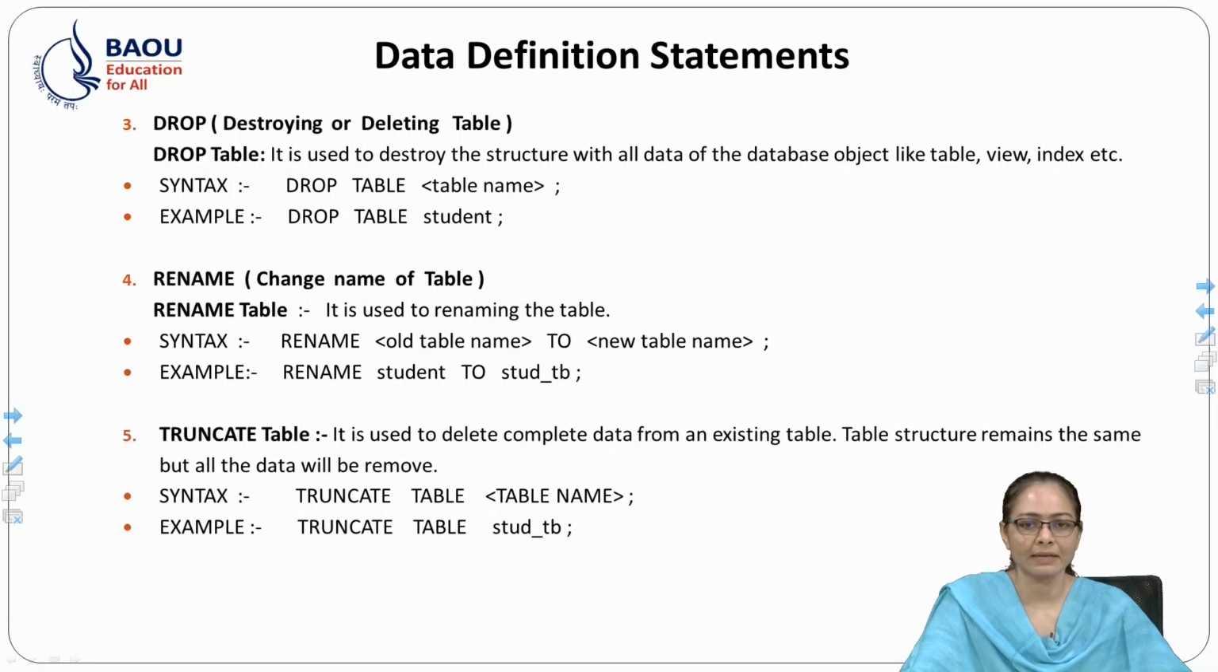Now the next one is the truncate table command. It is used to delete complete data from an existing table. The table structure remains the same, but all the data will be removed. The syntax of the truncate table command is truncate table and table name. For example, truncate table stud_tb. It is used to destroy all the records from the stud_tb table and the structure remains the same. Structure will not be deleted, only all the records are deleted.